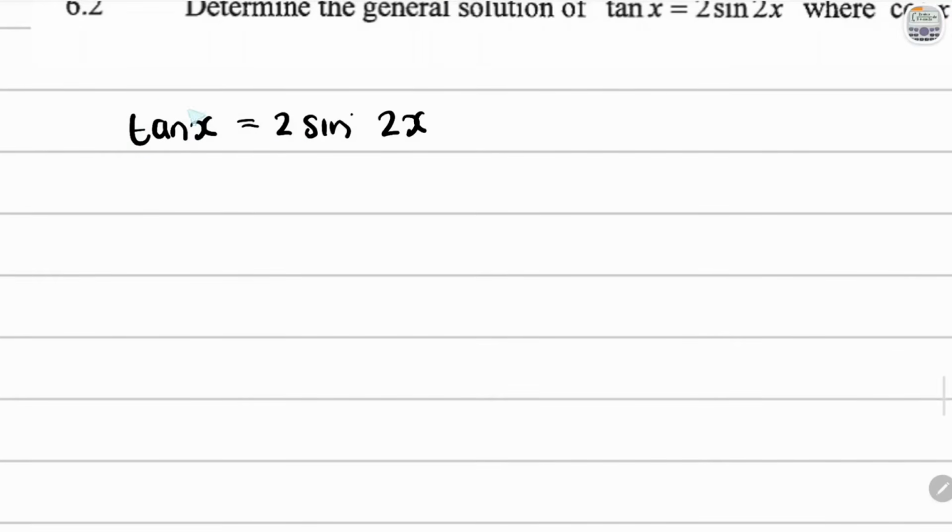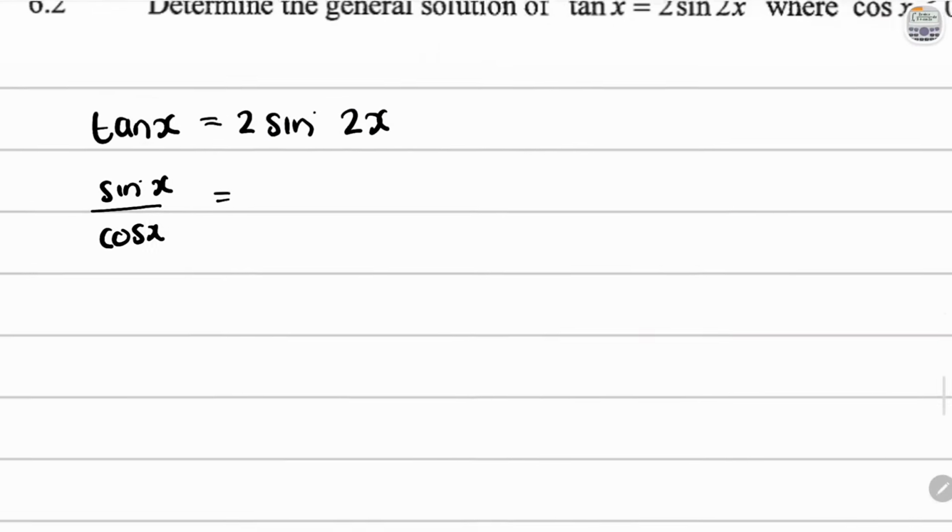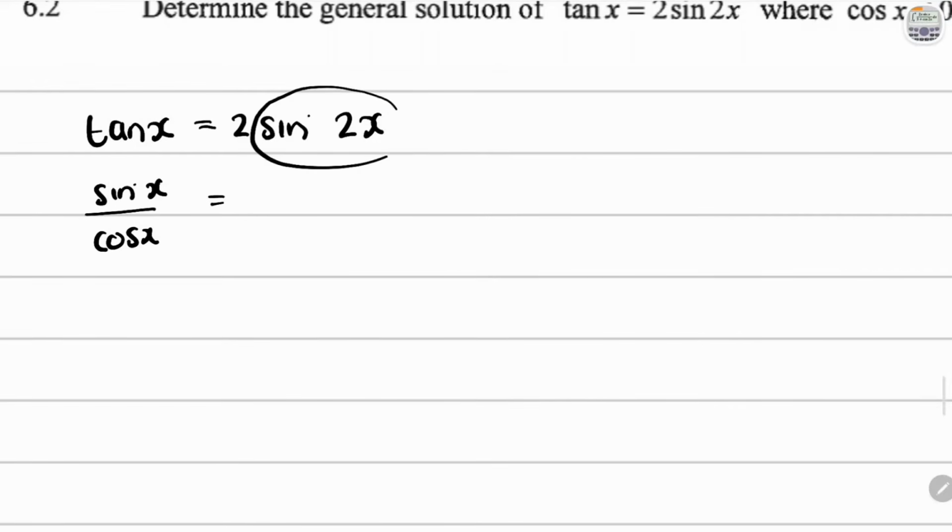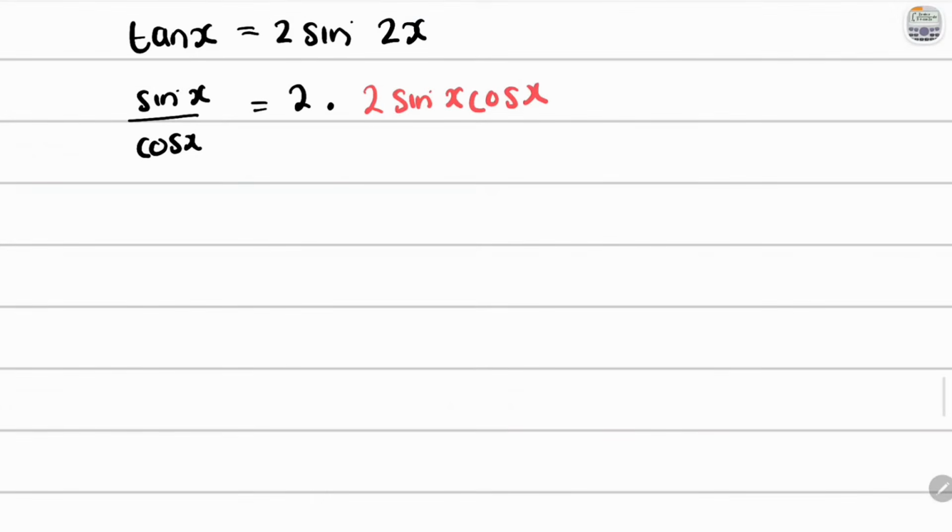So simplifying this further, we can use the identity of tan x, which is sine x over cos x, is equal to, and this simplifies to, you see that we have sine 2x. So that is double angles. We can use the double angle identity for that. So that is 2 multiplied by, and then that becomes 2 sine x cos x. And so if we simplify further, this is simply sine x over cos x is equal to 4 sine x cos x.